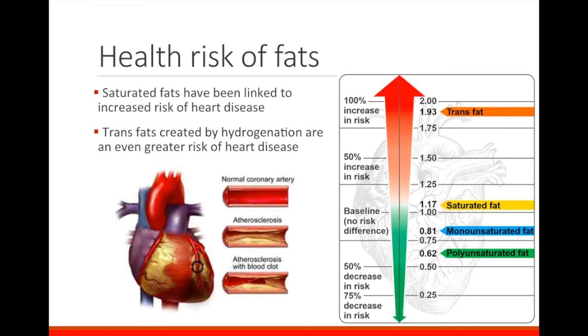Having a high amount of saturated and trans fats in the diet has been linked to heart disease. Heart disease is the biggest killer in the United States. 60% of Americans die of heart disease. This means things like heart attacks and atherosclerosis, which is the hardening of arteries.